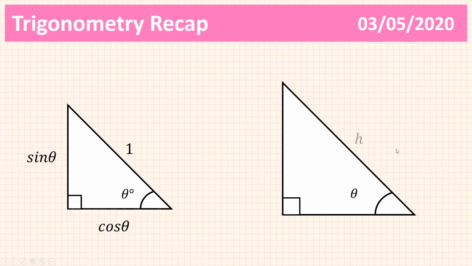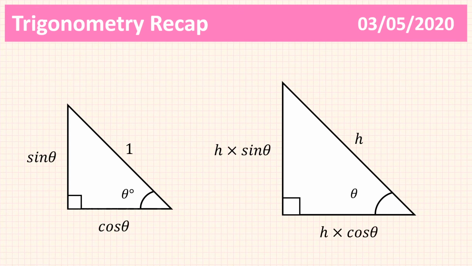And here's our triangle. Now we've changed it to h to represent hypotenuse. Well, I've multiplied 1 by h to get here. Right? I've multiplied 1 by h. So I have to multiply this opposite by h. So I get h times sine theta. And then I have to multiply this adjacent by h as well. So I get h times cos theta.